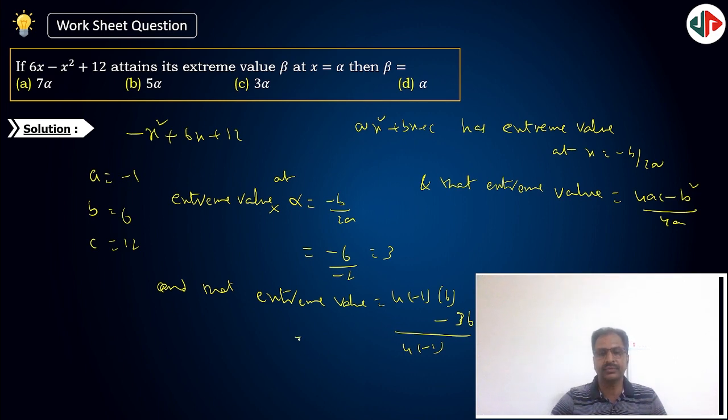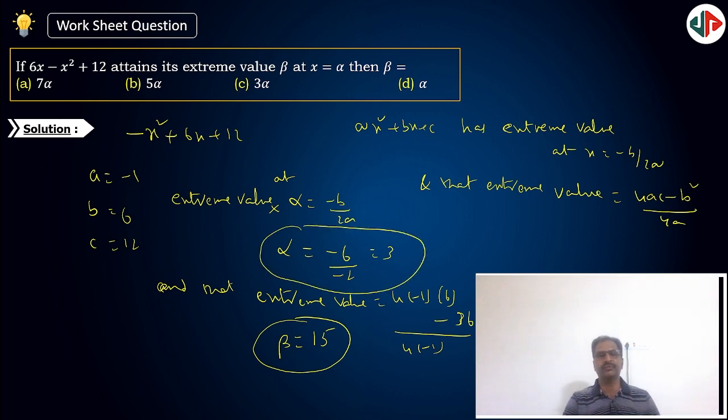So after simplification, what you get? Minus 24 minus 36 by minus 4, which is 15. This is beta. I got beta 15, alpha 3, which means beta is equal to 5 times alpha, because 15 is 5 times 3, so option B is correct.